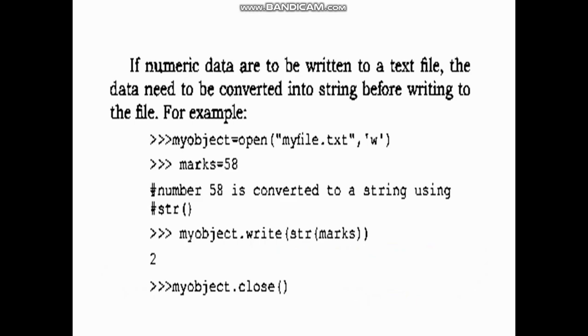Then how do we write numeric data to a text file? If you want to write numeric data to a text file, it must be converted to a string using the str method. Look at this sample code. 58 is assigned to the variable marks. This is numerical data. That data will be converted to a string. Then after converting it to a string, the write function writes the string to the file.